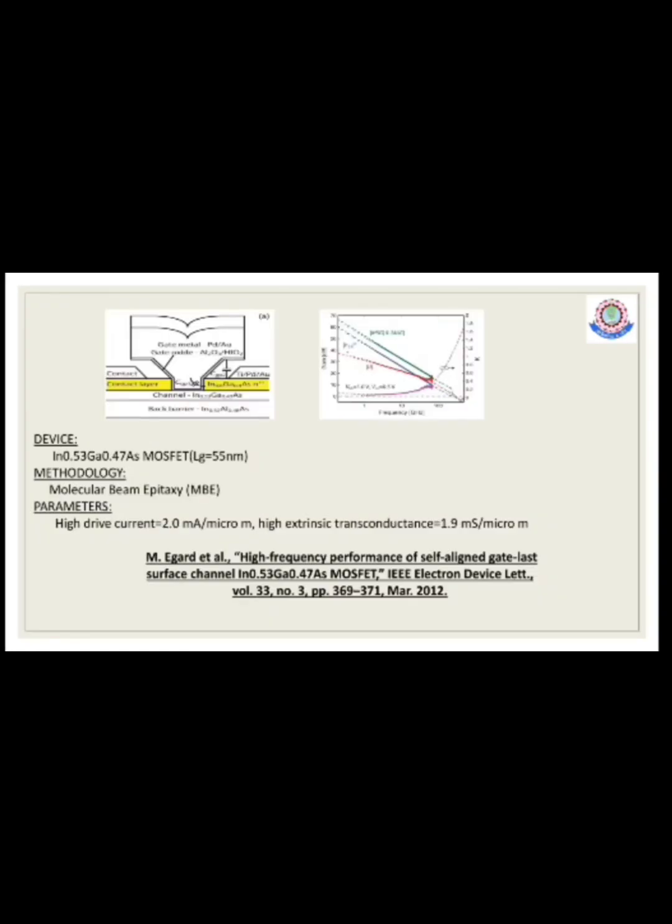This paper illustrates an indium gallium arsenide MOSFET with a gate length of 65 nanometer. The main idea of this paper is to incorporate an indium gallium arsenide layer to create source and drain regions, which will reduce the on resistance of the MOSFET. On resistance refers to the resistance of the MOSFET at the saturation region.